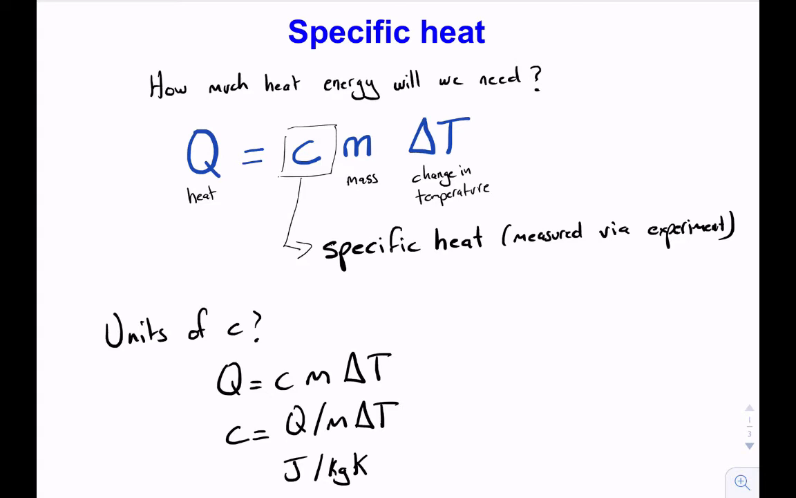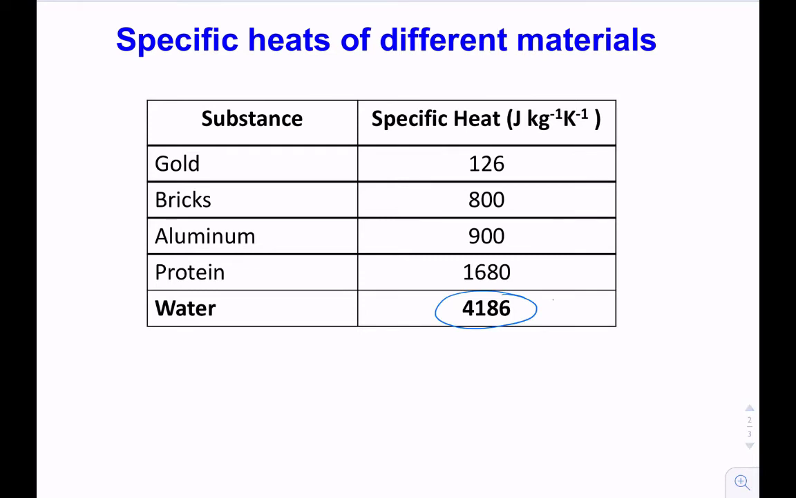Here's a table of some specific heats. You'll notice that water has a very high specific heat compared to a lot of other materials, including gold. What this tells us is that we need more heat to raise the temperature of a mass of water than we do for the same mass of gold.